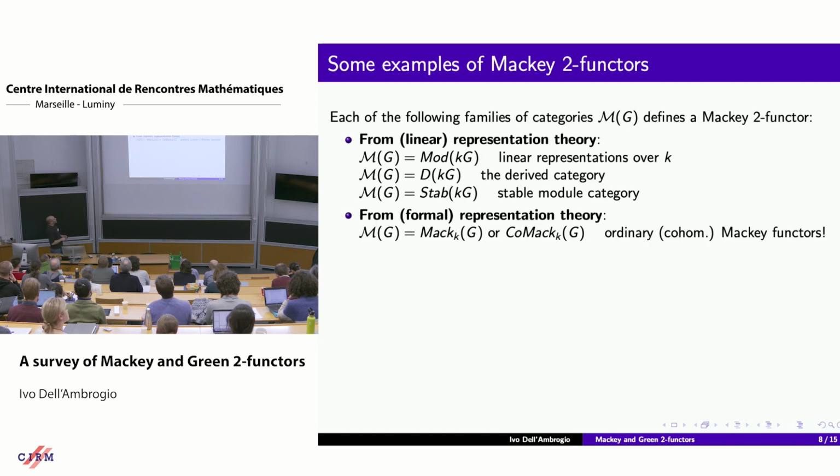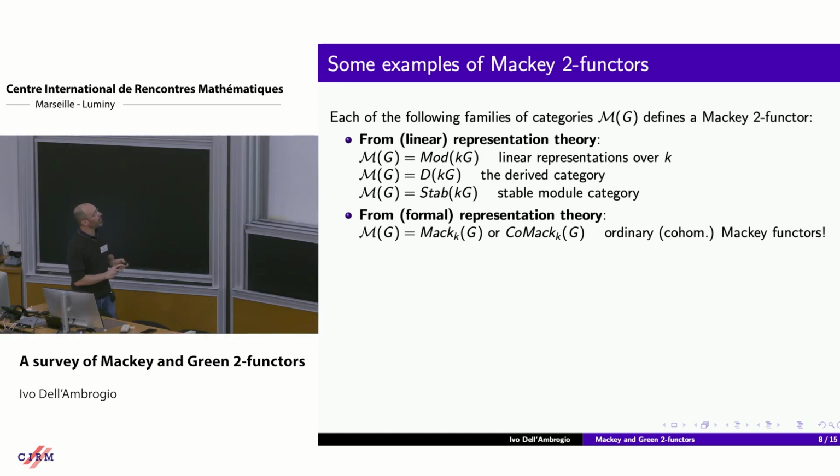Or if you want to do representation theory in a more formal way, you can also take Mackey functors, like ordinary abelian group valued Mackey functors for the group G. They form an abelian category, and then you do it for every G, and you get a Mackey 2 functor. So that's also nice. You can take cohomological Mackey functors instead. You can do all sorts of variations.